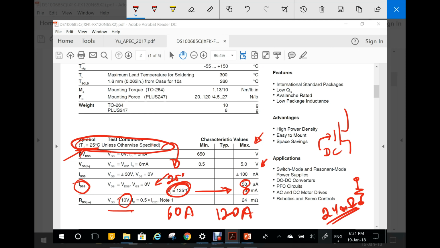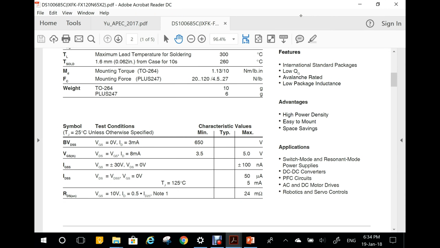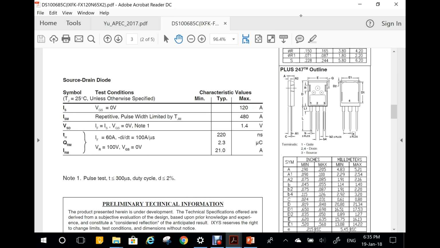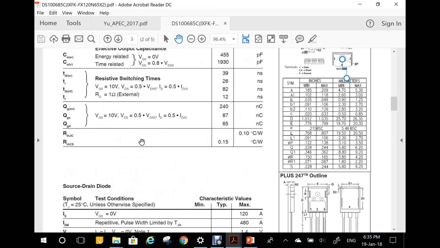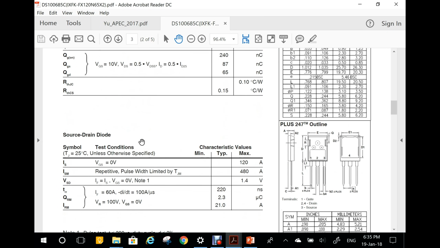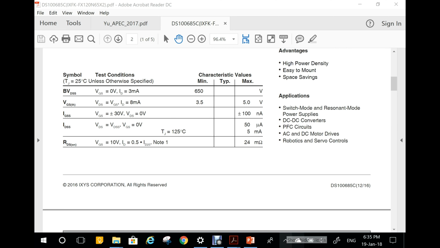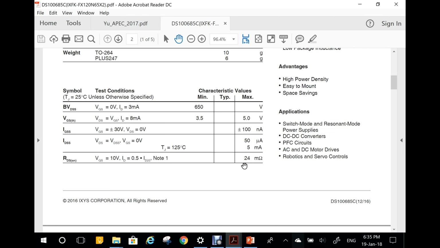Okay, and there's a note one here. It's very important to note the note, because in many cases this note does provide important information. In this case, maybe it's not, but let's have a look at what it is. It will be at the bottom, of course. Here it says pulse test at 300 microsecond duty cycle. That is specifying how this value here was tested.